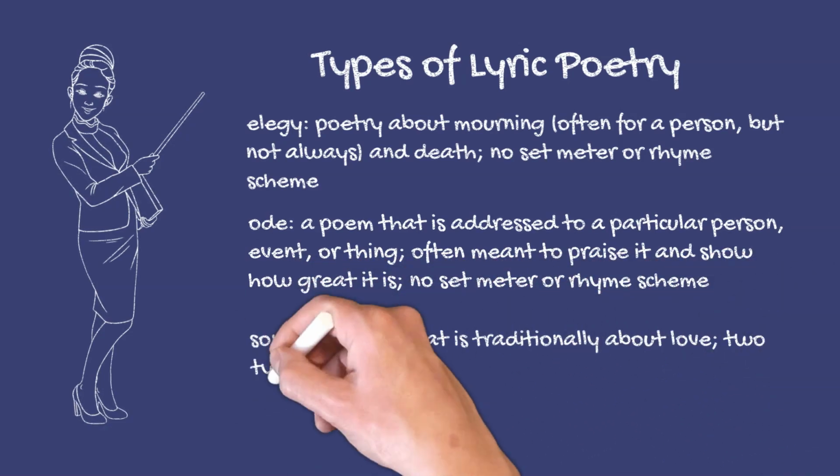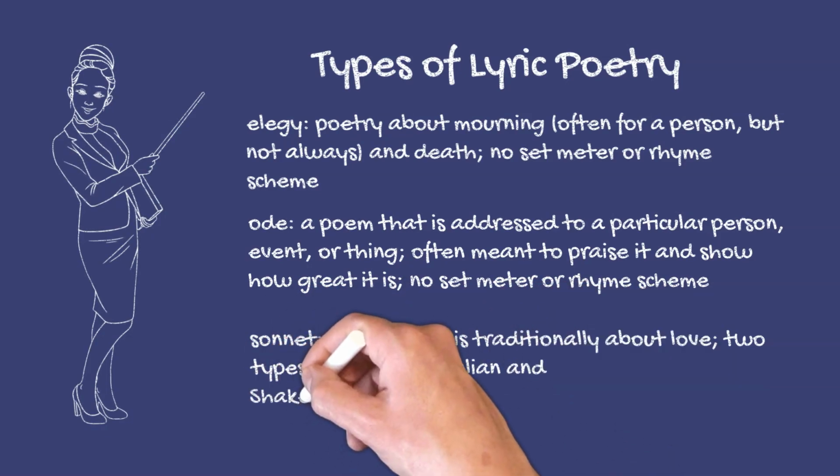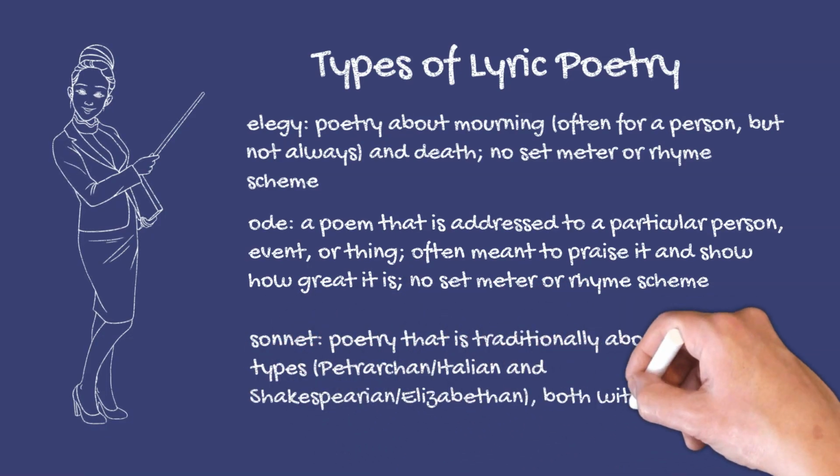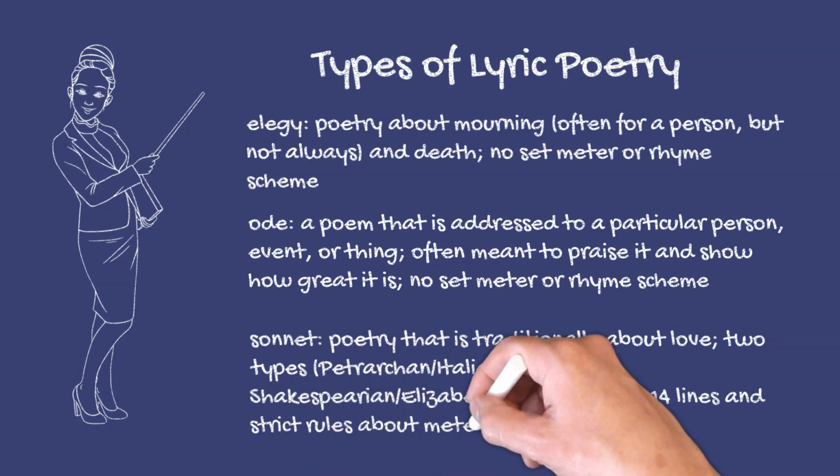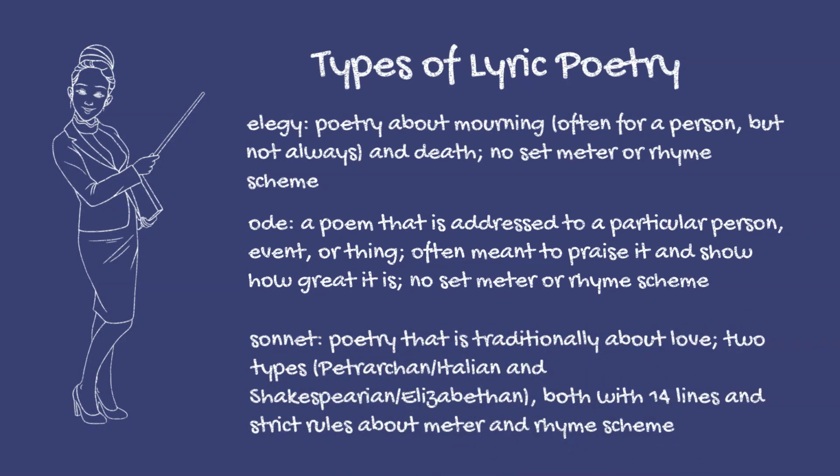The sonnet is one of the most complex and stylized forms of a lyric poem. There's two main types, Petrarchan and Shakespearean. Both have 14 lines and strict rules about meter and rhyme scheme, but they have different rules. Most sonnets are about love.